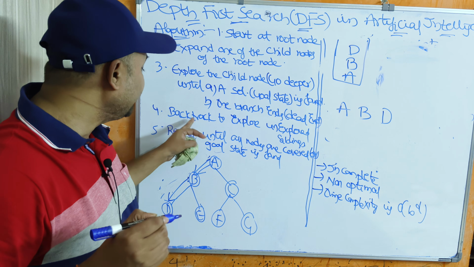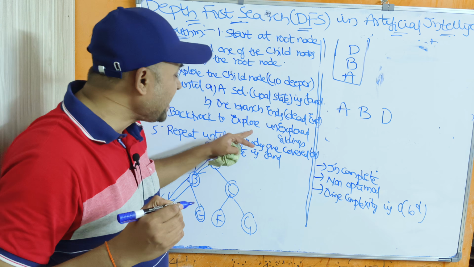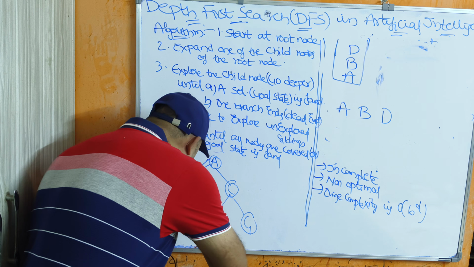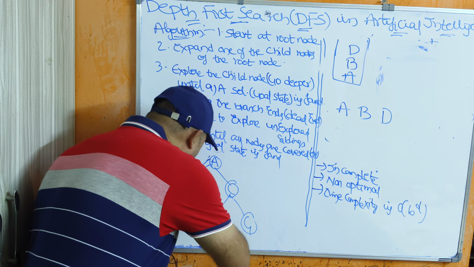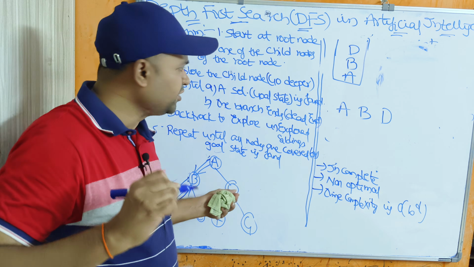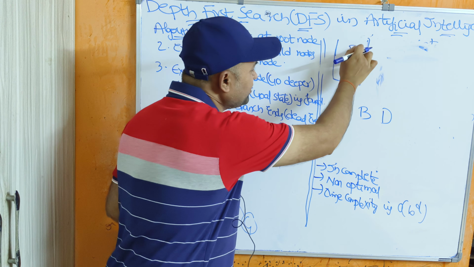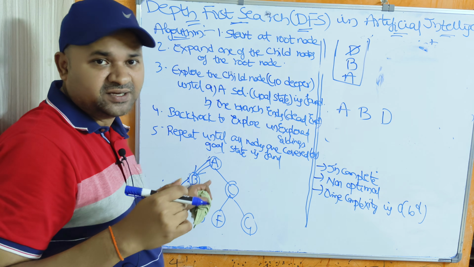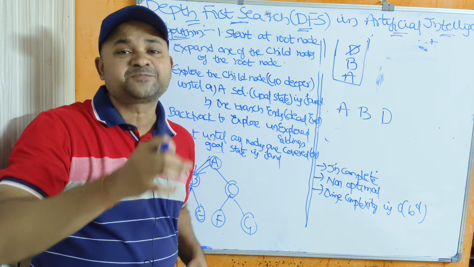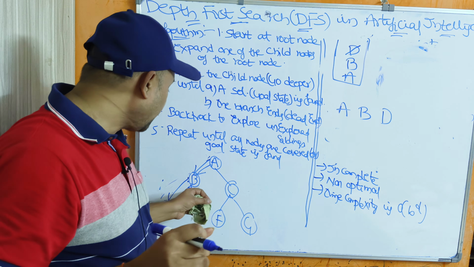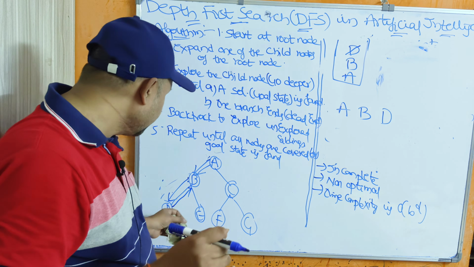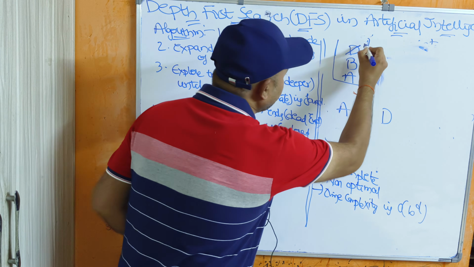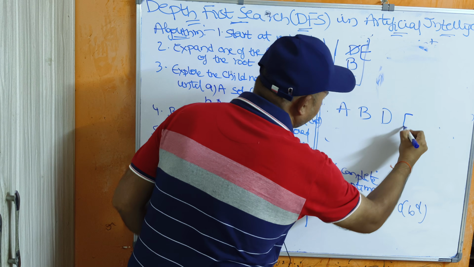Whenever we get a dead end, what we have to do is backtrack to explore unexplored siblings. So now we have to do the backtracking and go to its parent node. Backtracking means we have to remove this node, that is, do the pop operation. Now what is the node? B. We need to explore unexplored siblings of this node. What are the unexplored siblings of B? D is already explored, but E is not explored. So now push E onto the stack.